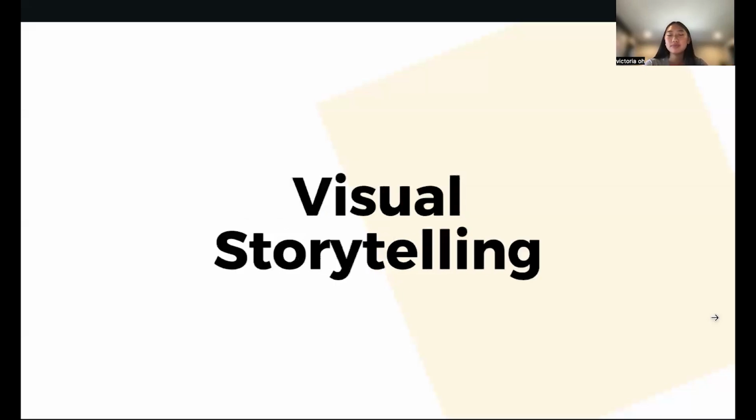Now, visual storytelling. This involves using visual elements such as images, videos, infographics, or other various graphics to tell your story and convey messages in a compelling and engaging way. It leverages the power of visuals to capture attention, communicate information quickly, and possibly evoke emotional responses.